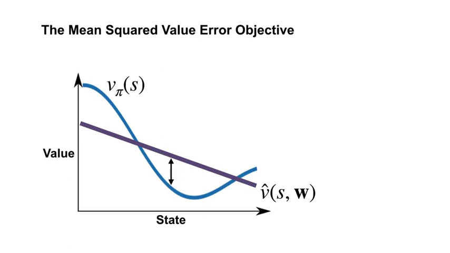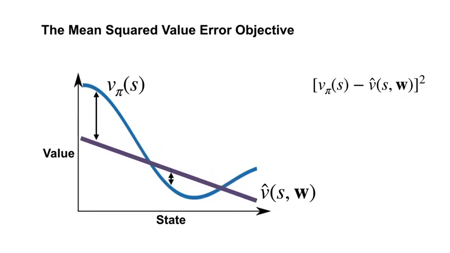Let's start by defining a measure of the error between the value of a state and the approximate value. A natural choice is the squared error. That is, the squared difference between the value and our approximation. However, this is not enough to define an objective for function approximation. Making the estimate more accurate in one state will often mean making it less accurate in another state. For this reason, we need to specify how much we care about getting the value right for each state. We will call that mu of s. More about that in a second.